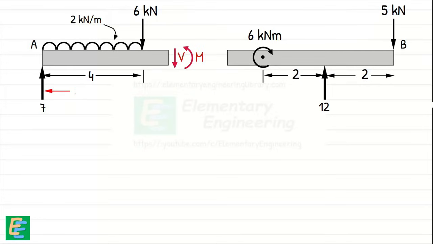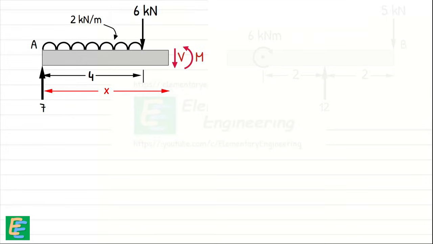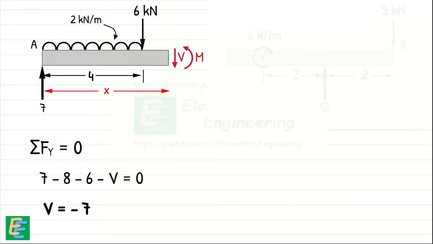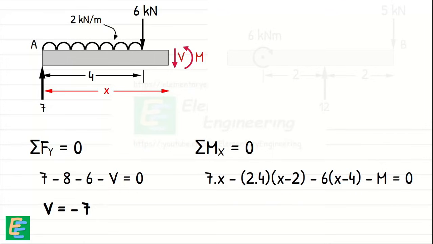Again, the cut is at a distance x from the left support, and we consider the left portion. Now balancing the vertical forces gives this, which solves to this. It came out as constant. That means the shear force is constant and negative in this region. Then moment equilibrium gives us this, which solves to this.